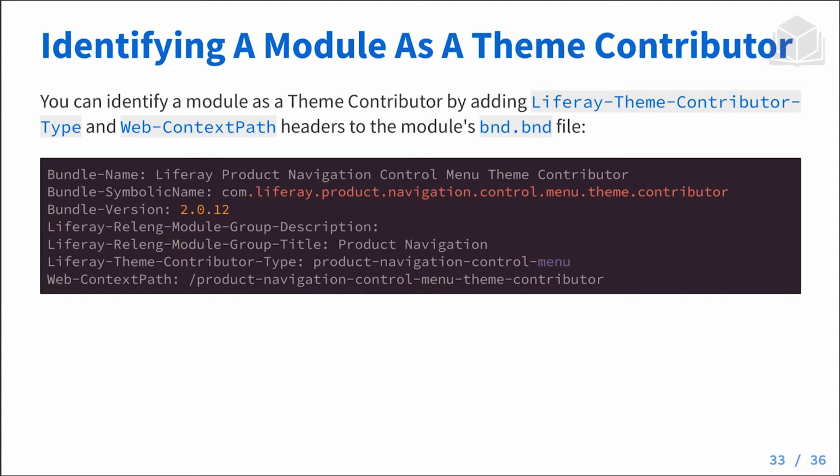Now to create a theme contributor, you just need to create a module using the Blade CLI, and you need to identify it as a theme contributor in the bnd.bnd file, okay? So this is an example of a theme contributor for the product navigation. We have the theme contributor being identified, and then we have the title and the name. The contributor type here is the product navigation control menu. So this is module development. This does require a little bit of Java knowledge as well, okay? So keep that in mind.